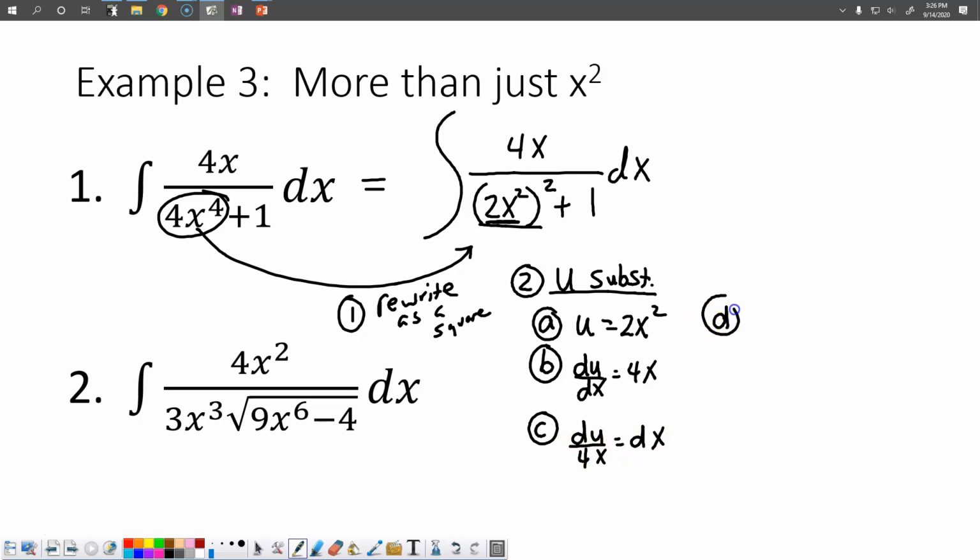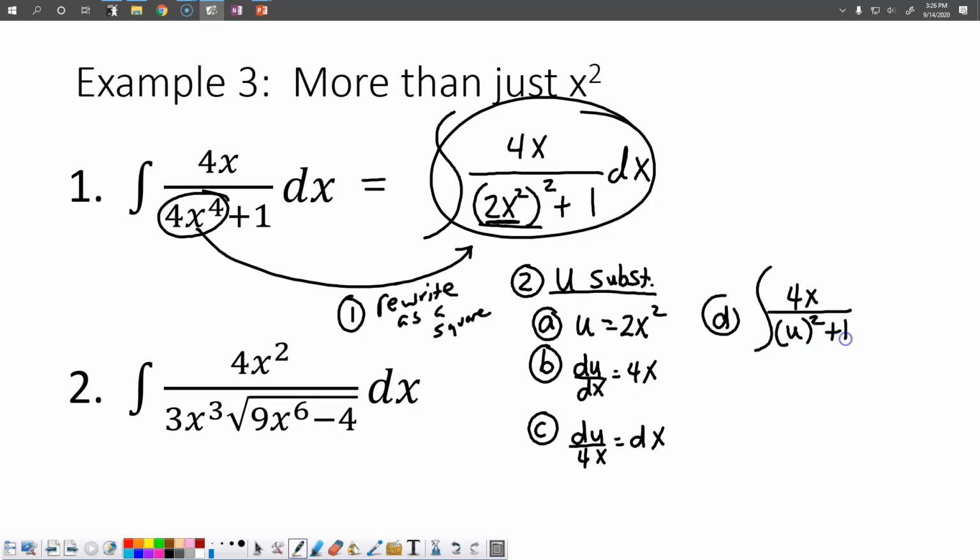After that, we're going to go ahead and do our u substitution up here. So it's going to be the integral of 4x over u squared. I'm replacing the 2x squared with u, and I'm going to replace the dx with du over 4x. And voila, the 4x's cancel, so if we rewrite it in simpler form, it looks like this. And now, once we've done that, it fits the tangent pattern.